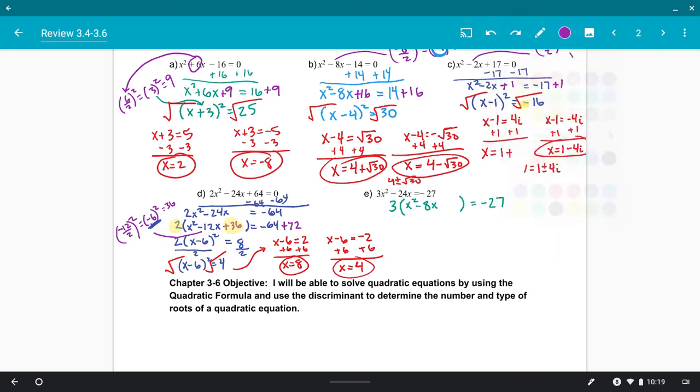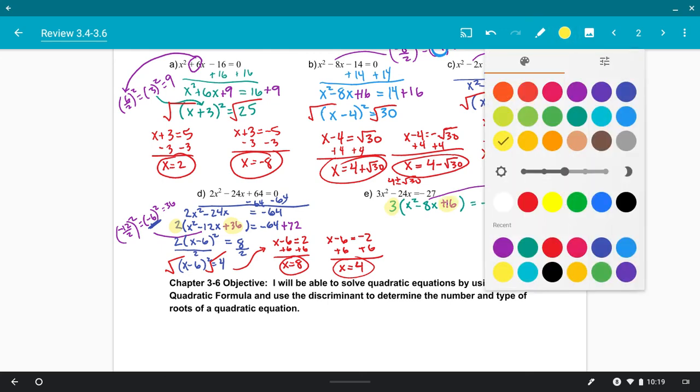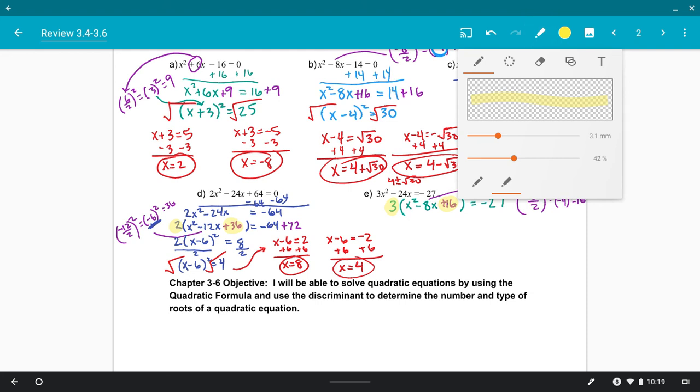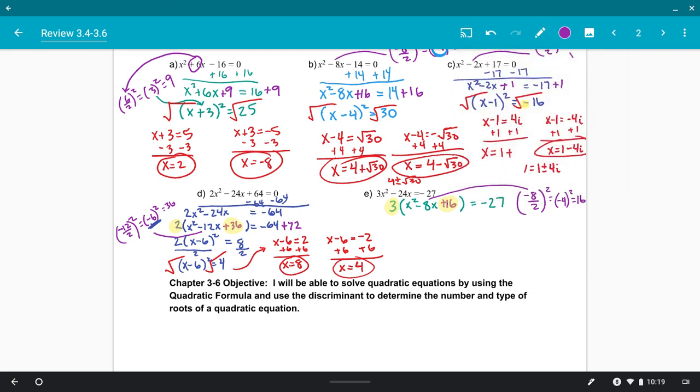Then we can do our C work off to the side. We'll use this guy. So negative 8 over 2, squared, is negative 4 squared, which is 16. So we'll add 16. But again, be cautious. We've technically added more than just 16. We've actually added 48. So when we add that in, there we go. We need to add 48 to this side. Sorry, it got a little bit bunchy with the purple over there.